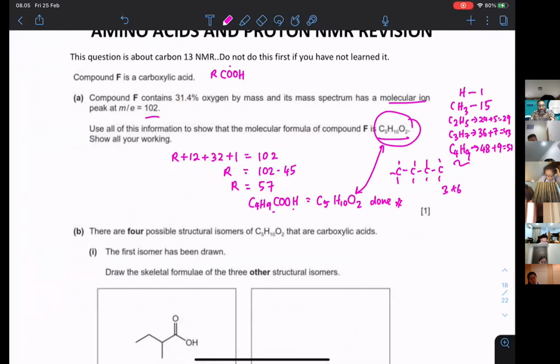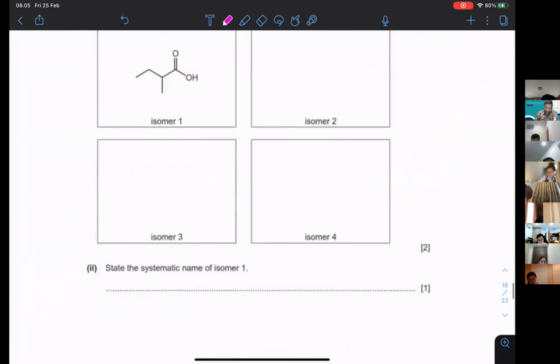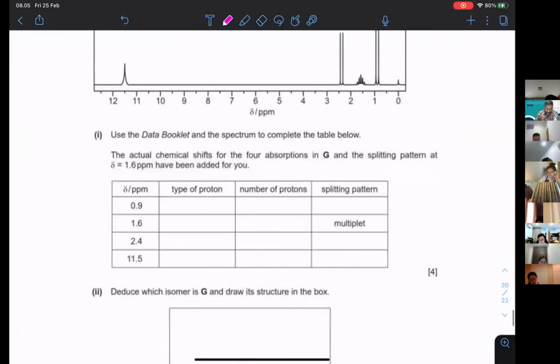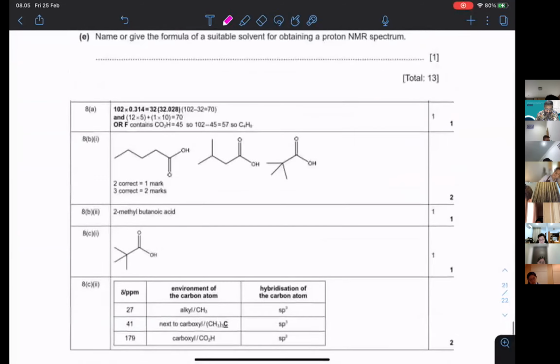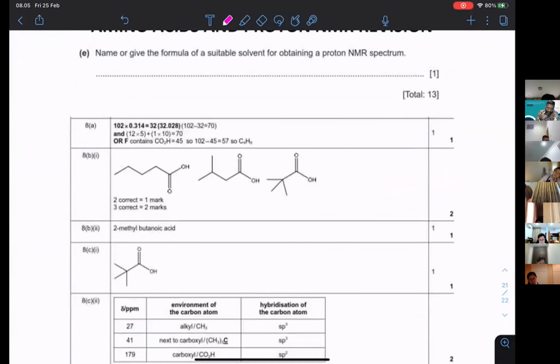Maybe you might have a different method. Maybe you want to use this percentage. For me, I didn't use this percentage. What is the reason? Because I know that carboxylic acid must have COOH. So no point for me to use the percentage. But there might be other ways. But again, 1 mark anyway should be fine. So according to the marking key, I think they did almost the same thing with me.